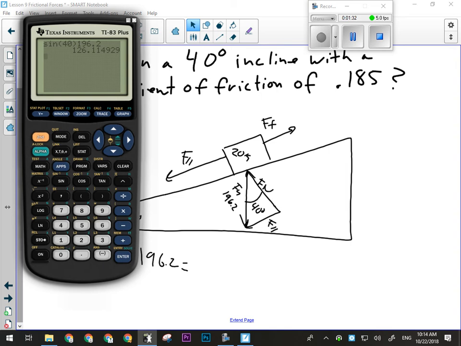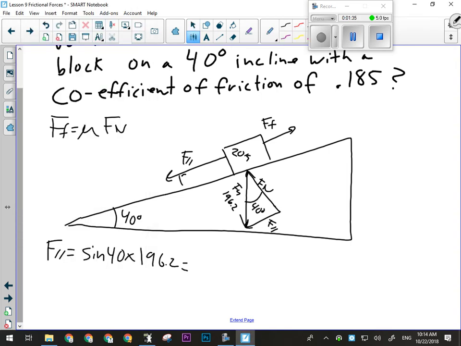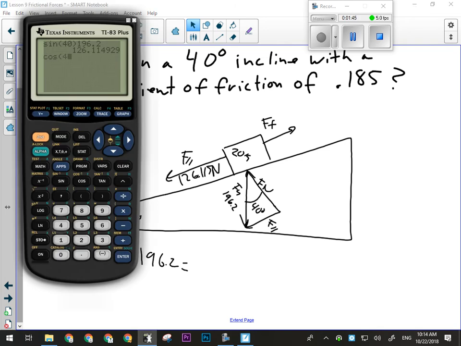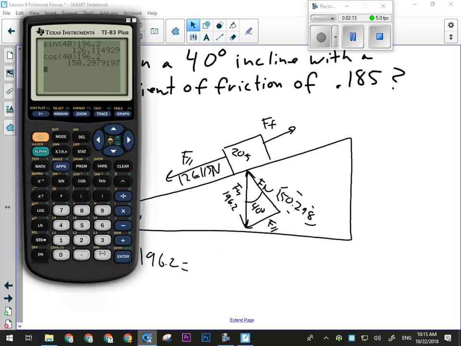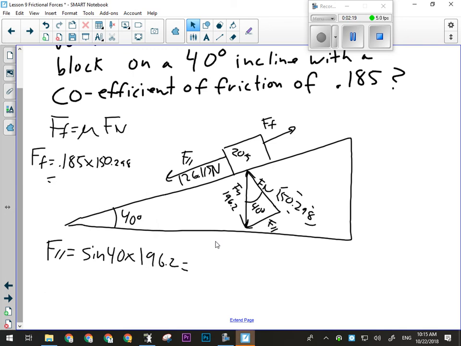All right, so I got 126.115 newtons down the ramp. And now I'm going to get my normal force. It's the adjacent side, so I'm going to go cos of 40 degrees times 196.2. So 150.298. And now I can use this number to get my force of friction. So force of friction will be 0.185, because that's what they told us the coefficient of friction was, times 150.298. So we're looking at a force of friction of 27.805 newtons.